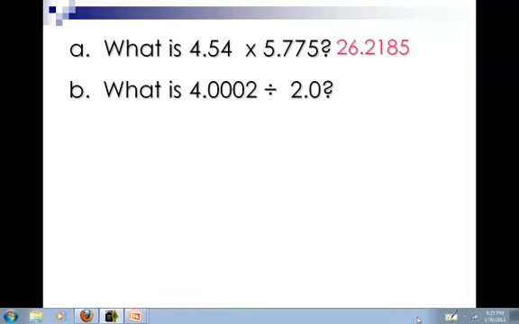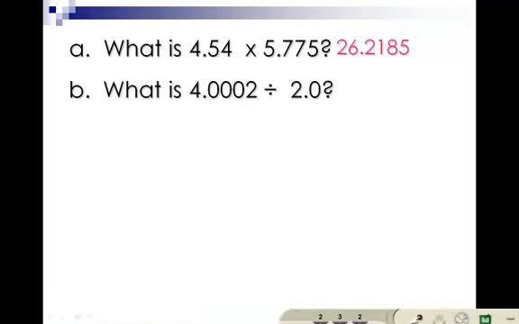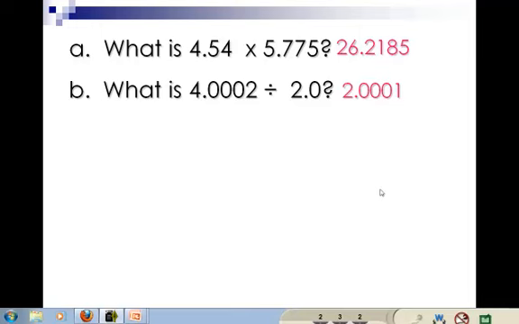Let's try another one. If I have 4.0002 divided by 2.0, I get this number, 2.0001. Well, I can't use this entire number, so I have to look at my sig figs in each of these numbers. I have 1, 2, 3, 4, 5. I have 5 sig figs in this number, and I have 2 sig figs in this number. My answer can be no more significant than the least number of significant digits in my problem.